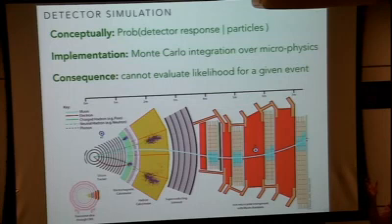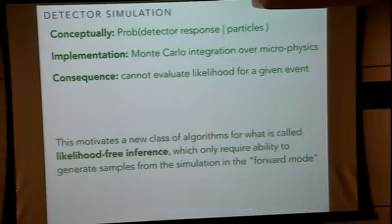It's wonderful, but that only works if you can evaluate the likelihoods and take the likelihood ratio. So in a situation like this where you have a complicated detector simulation, you can't evaluate the likelihood ratio. Okay, so this motivates a new class of algorithms for what's called likelihood-free inference, which only require the ability to generate samples from the simulation in the forward mode. Okay, is that fine, what I mean by that?